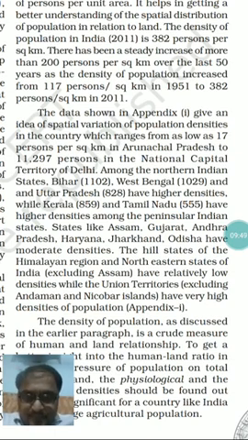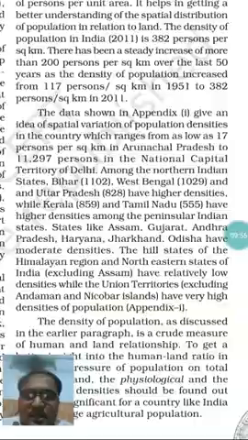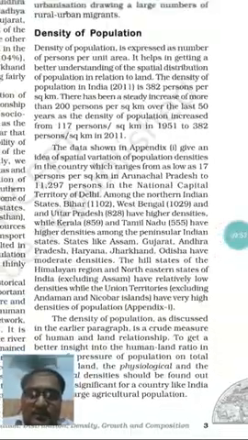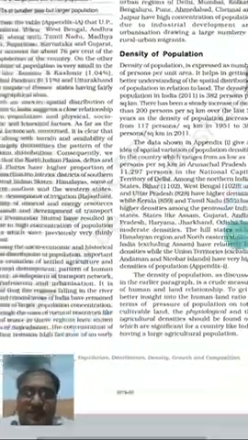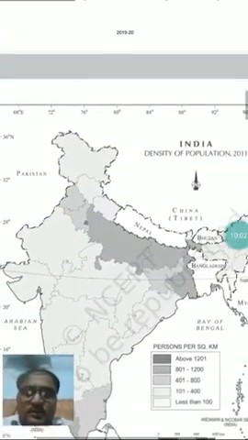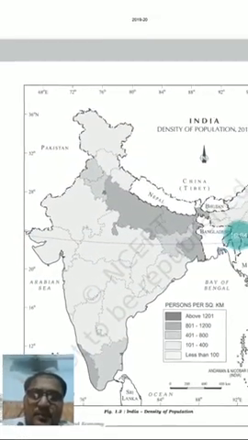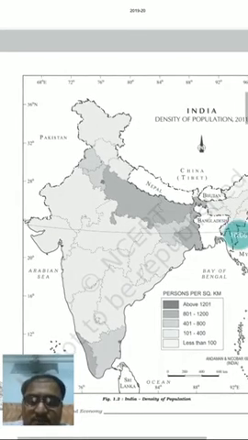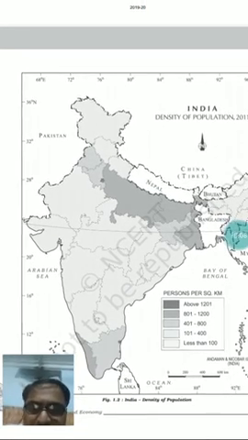Okay. States like Assam, Gujarat, Andhra Pradesh, Haryana, Jharkhand, Odisha have moderate density. These are the states having a moderate density. Just see it here. Through this map you will get the exact picture, the idea about the density of population. Let's see it here.